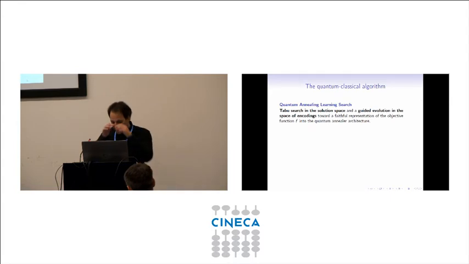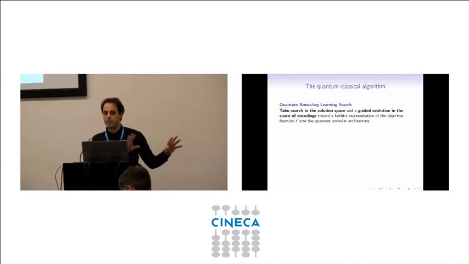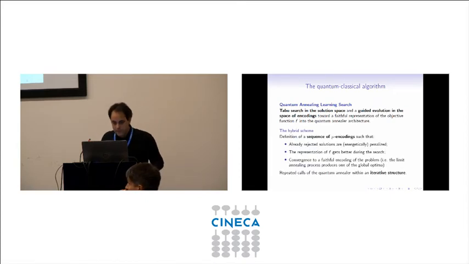Okay, so our technique is called quantum annealing learning search, because we have a taboo search in the sense that I just explained in the solution space, but we have a guided evolution in the space of encodings toward a faithful representation of a given problem into the hardware architecture. So we do parallel search in these two spaces. The hybrid scheme can be summarized in this form.